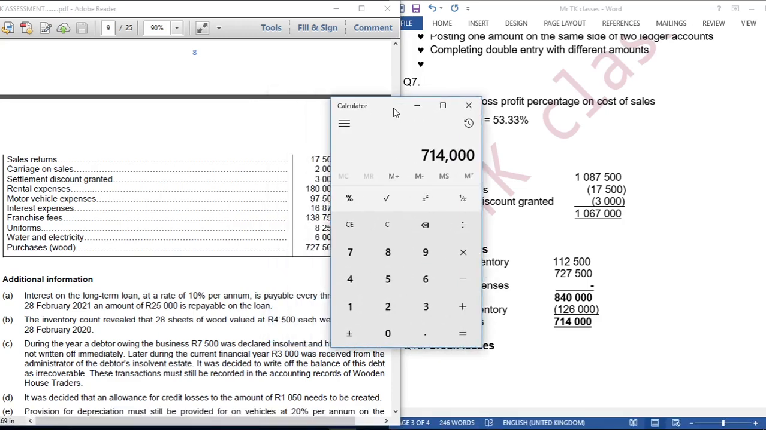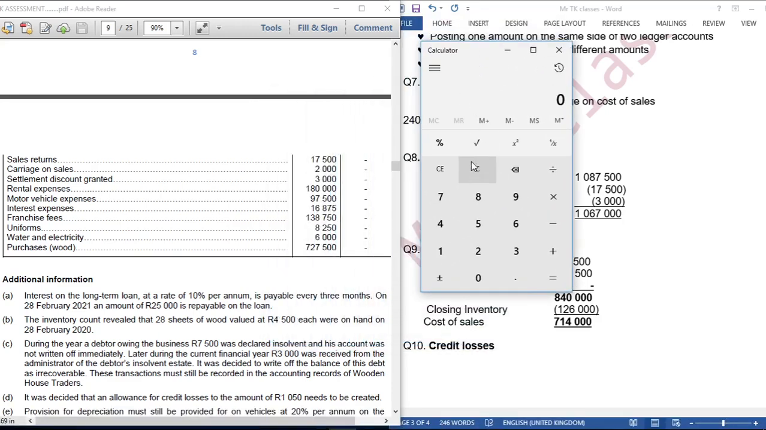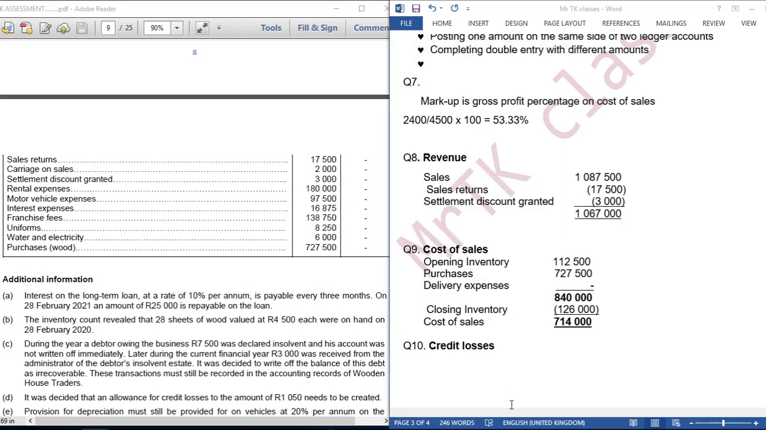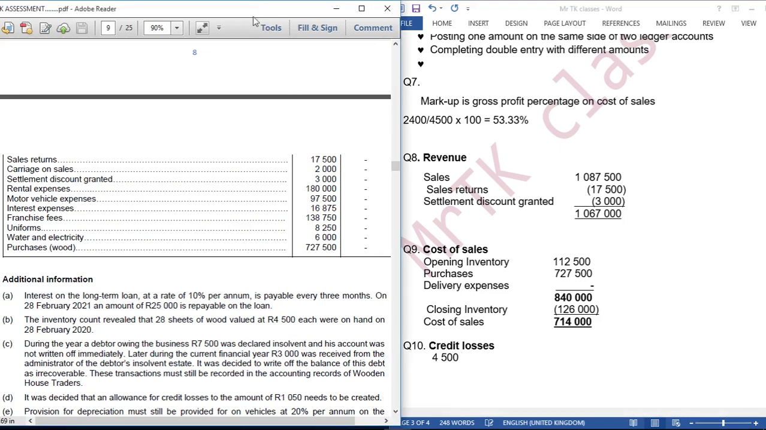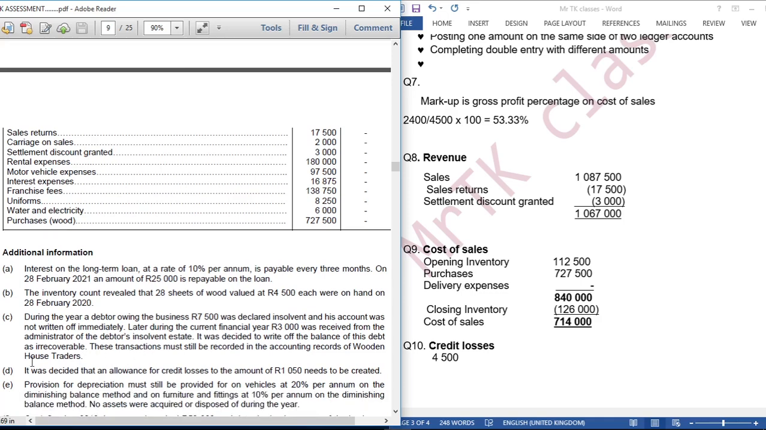All right. So initially, the person was owing 7,500. Then we received 3,000. Then the balance is 4,500. We are going to write this off, right? 4,500 is going to be written off as irrecoverable, so it's going to be a credit loss. Then this transaction must still be recorded in the accounting records of Food and House Traders.